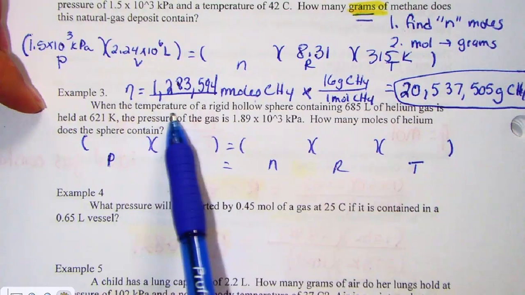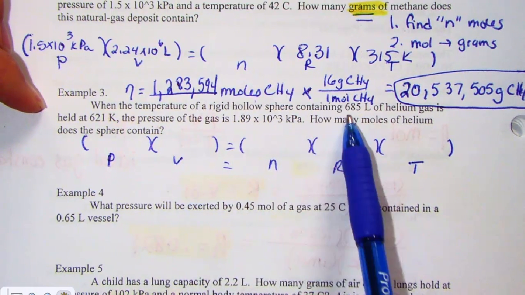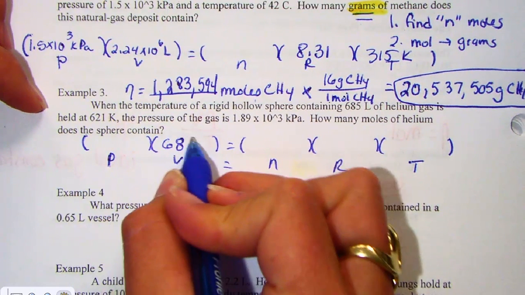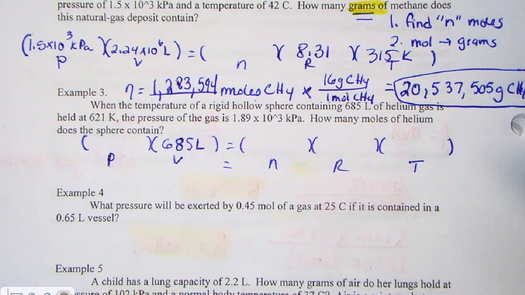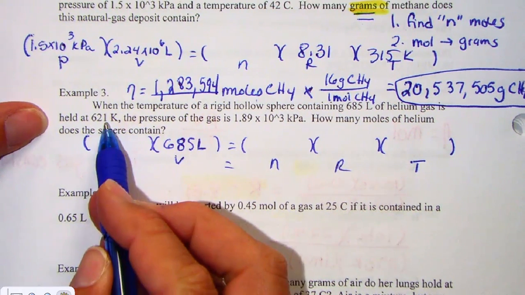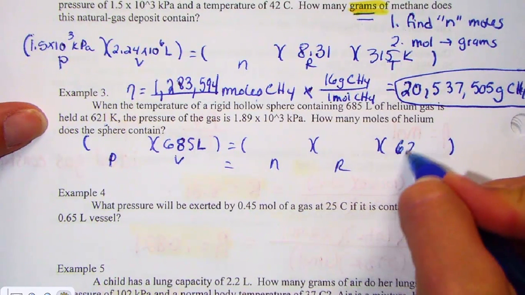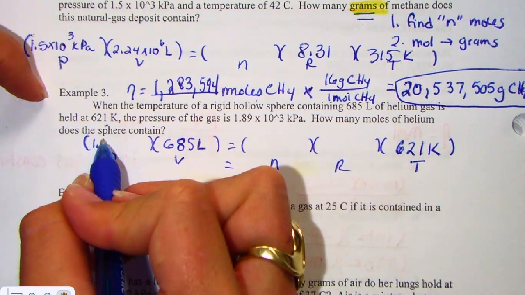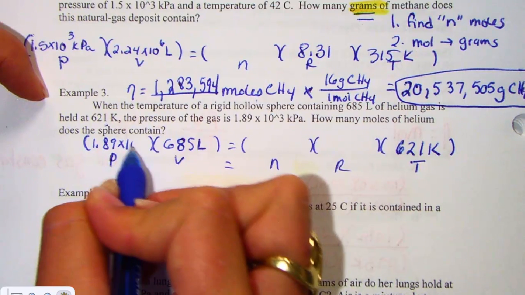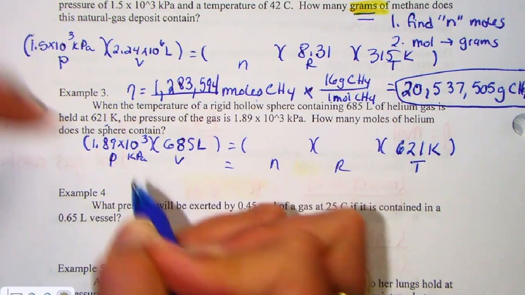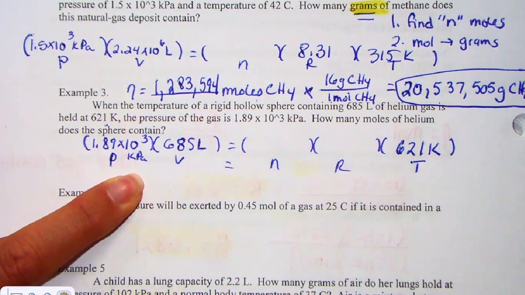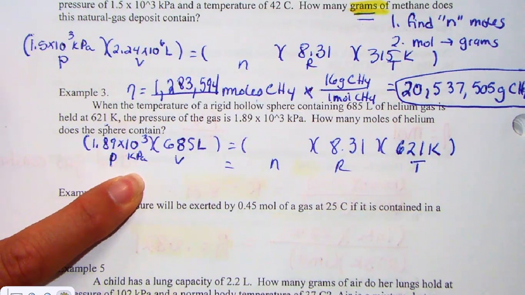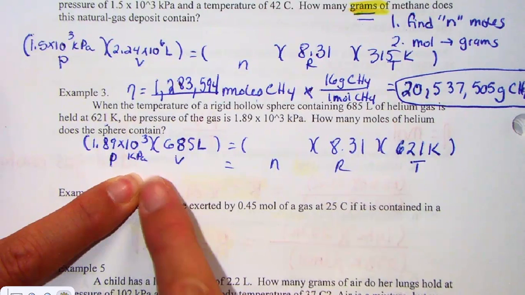First number, as we read about our story problem, the container has, here it is, 685 liters, and that volume unit does not need adjusting, already in a liter unit, so I'll just plunk it in the V parenthesis. Temperature is given to us in Kelvin, 621 Kelvin, so no need to adjust there. Pressure is in kPa, so I place that in the pressure variable, 1.89 times 10 cubed. And again, a third example, they're not all kPa, but this is the third time we're seeing 8.31. Just matching the gas constant to the pressure unit.